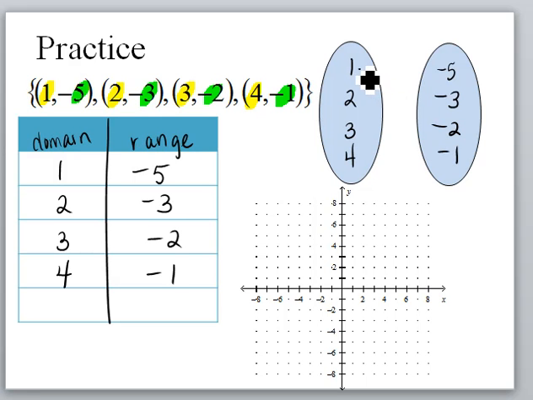Well, our x matches up with this y, and this x matches up with this y because that's 2, -3. Then it's 3, -2, and then it is 4, -1. Those arrows all go straight across. We're going to find that that's not always the case. The last thing we're going to do is graph these. So we have 1, -5. We have 2, -3. We have 3, -2. And we have 4, -1. I will continue to talk about this problem on the next video.